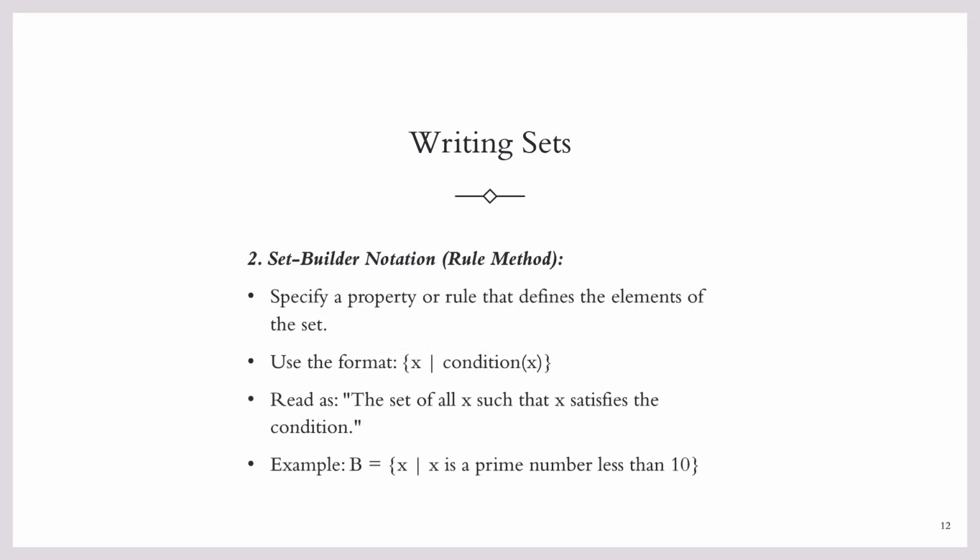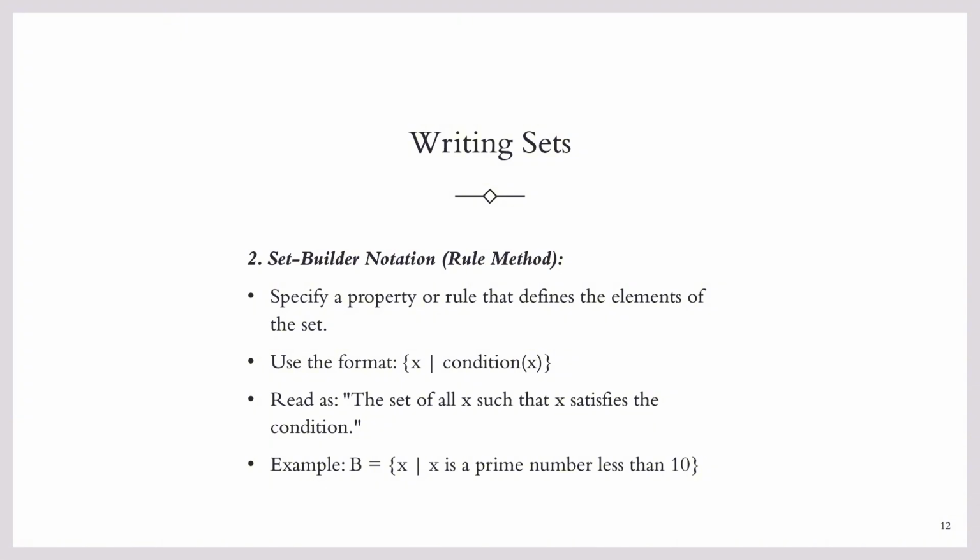Another methodology is the set builder notation, also called the rule method. In this case, we specify a property or rule that defines the elements of the set. For example, we use the format: curly brackets, we write the variable, and then we place a bar or a colon and then type the condition for the variable.